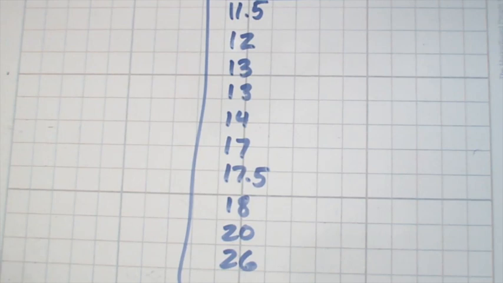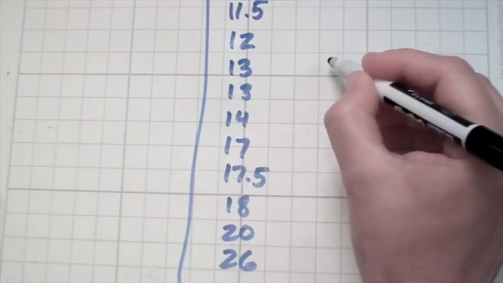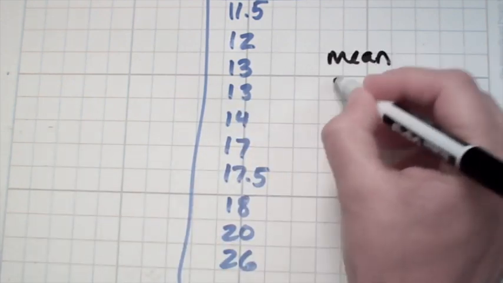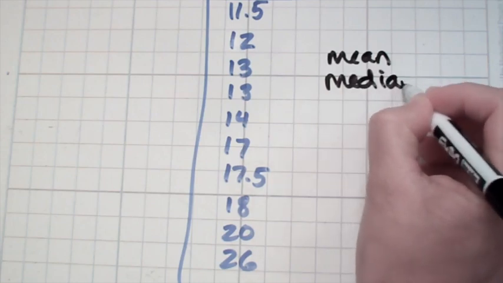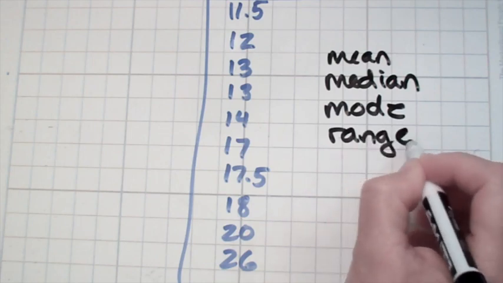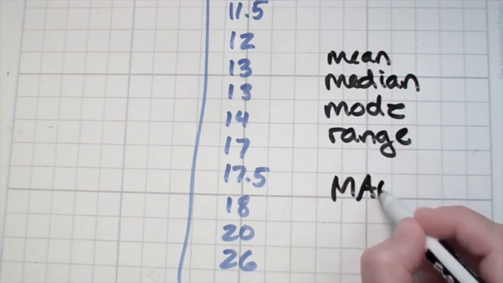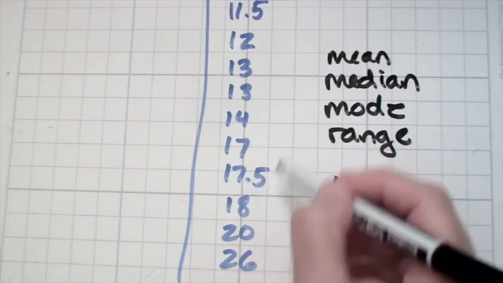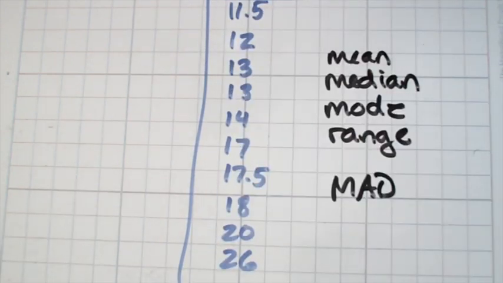Okay, now it is your turn to do what I just did with the subscribers. So we did it with the money. Now I would like you to find the mean, the median, the mode, the range, and the MAD, the mean absolute deviation for the number of subscribers. So please pause the video right now, and when you have finished finding all the things I asked you to find, then hit play and let's see if we got the same numbers.